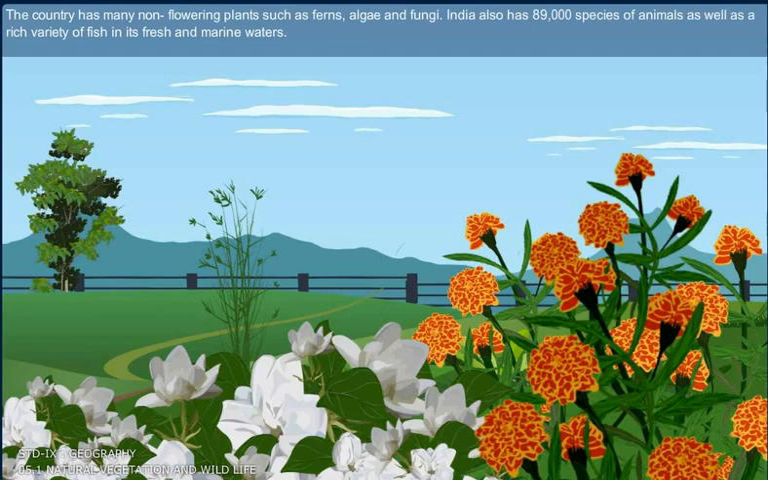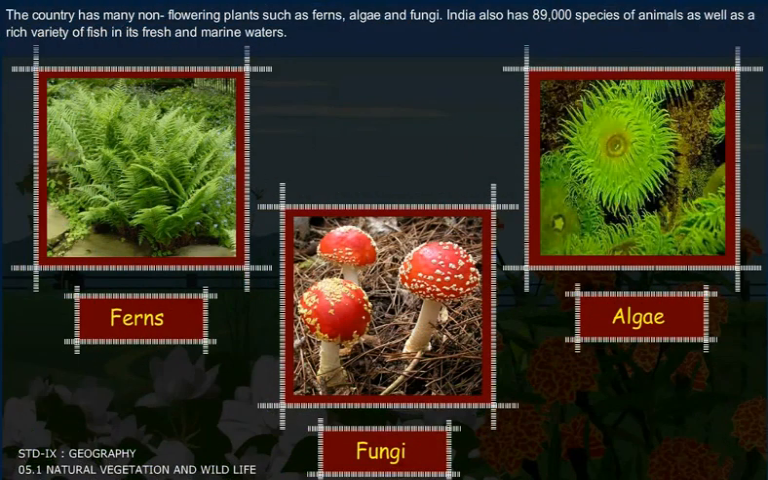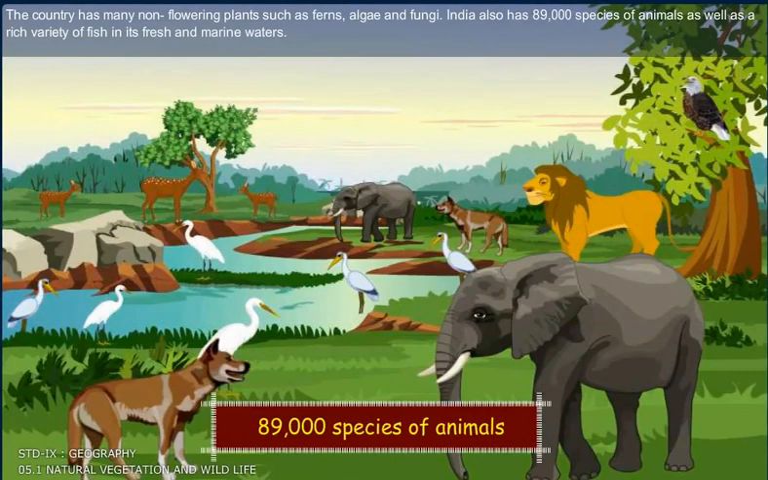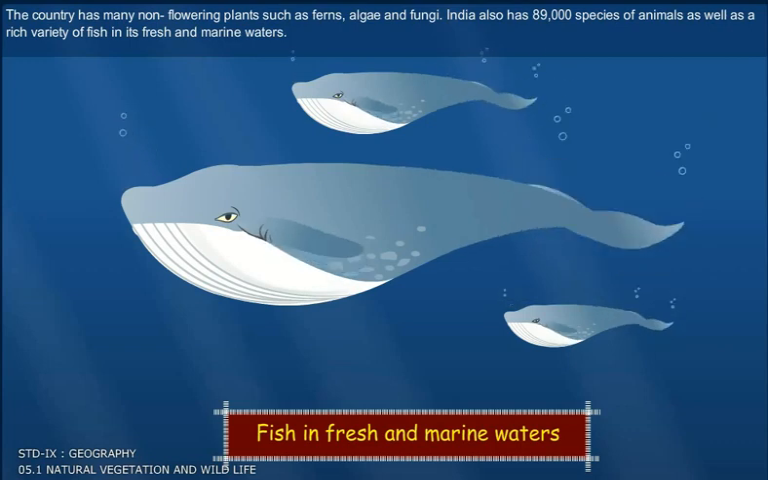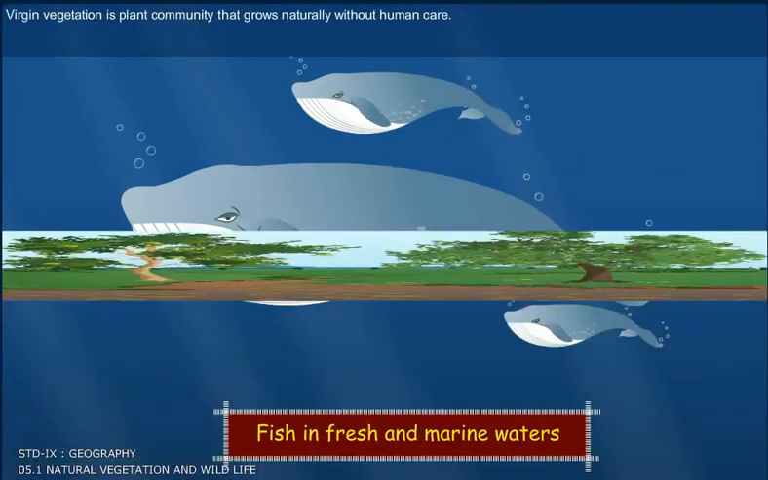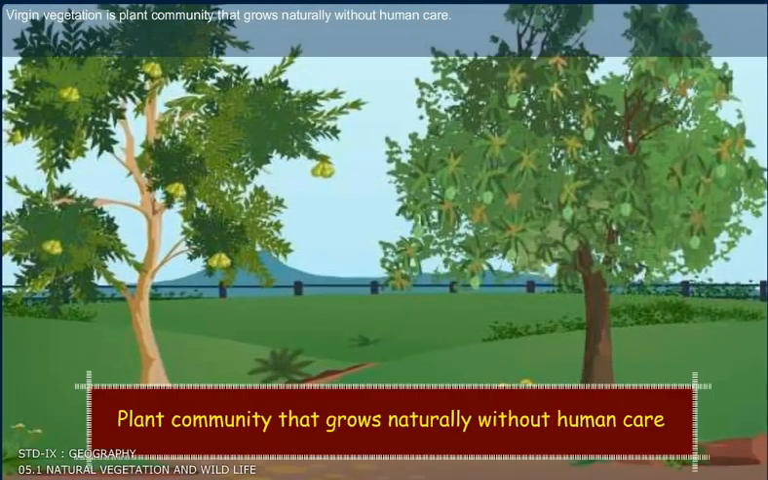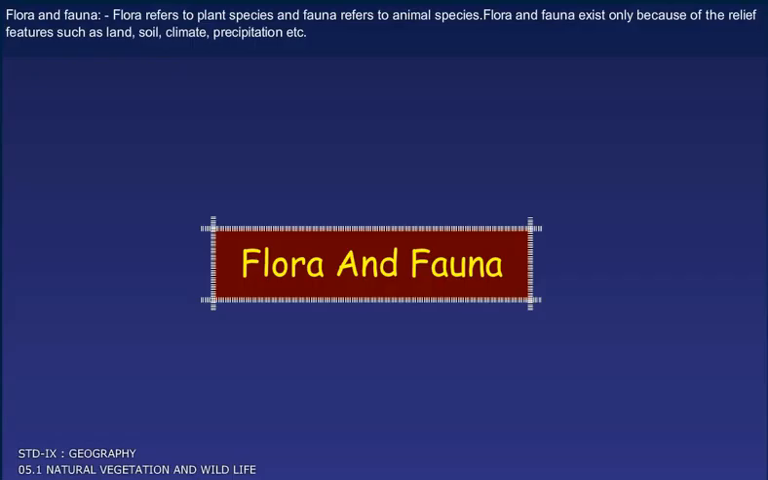The country has many non-flowering plants such as ferns, algae, and fungi. India also has 89,000 species of animals as well as a rich variety of fish in its fresh and marine waters. Virgin vegetation is a plant community that grows naturally without human care.